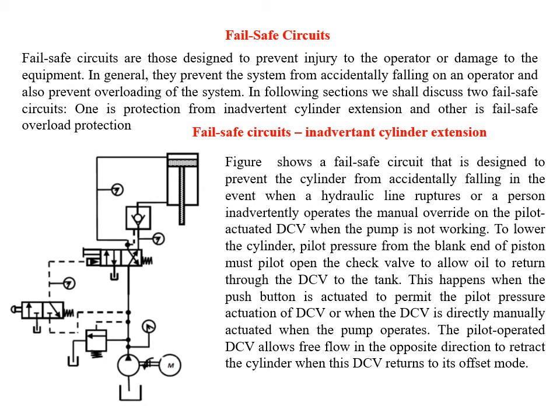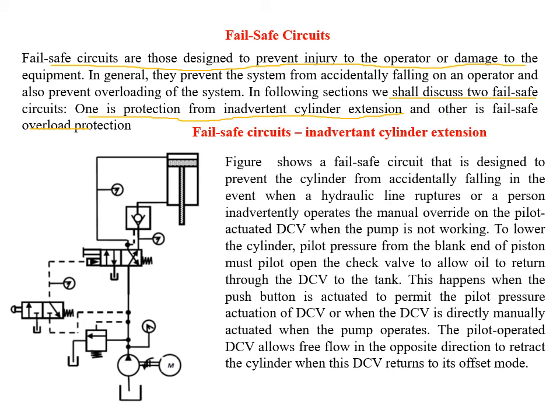So let us consider another example. This is the fail-safe circuits. The fail-safe circuits are those designed to prevent injury to the operator or damage to the equipment. In general, they prevent the system from accidentally falling on the operator and also prevent overloading of the system. In the following sections, we shall discuss two fail-safe circuits. One is protection from inadvertent cylinder extension, and the other is fail-safe for overload protection.